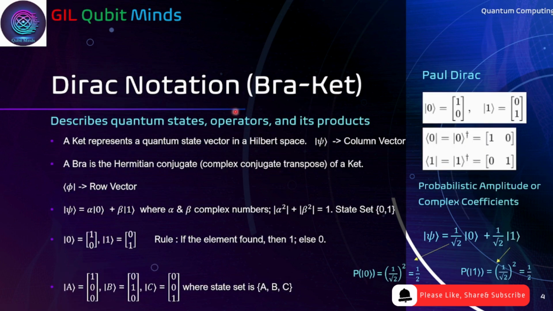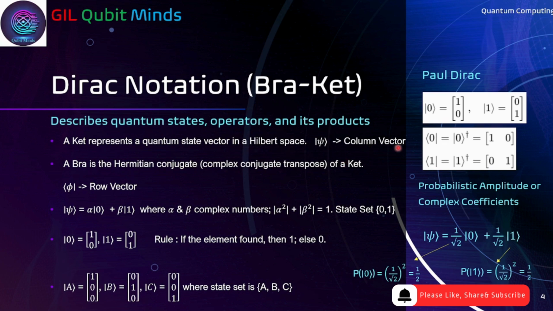Well, now in the next slide we are coming to Dirac notation. How are we going to express a qubit? With this notation we are going to express it. It was introduced by Paul Dirac. It describes the quantum states, the operators, and their products, inner products, outer products. A Ket represents a quantum state vector in a Hilbert space.